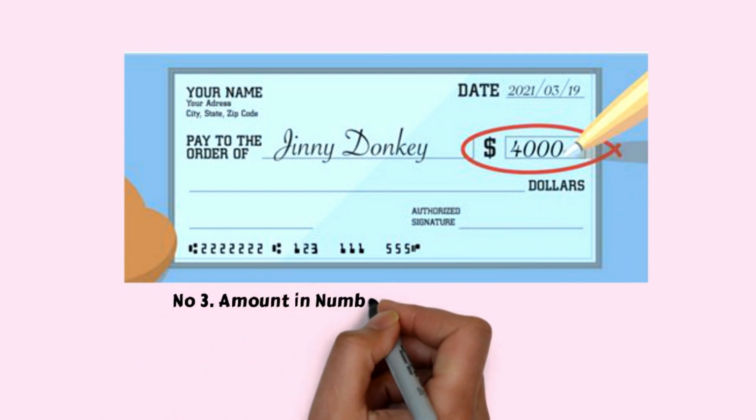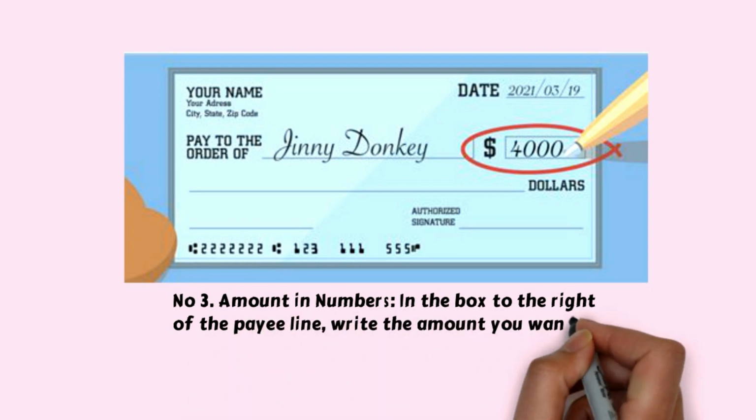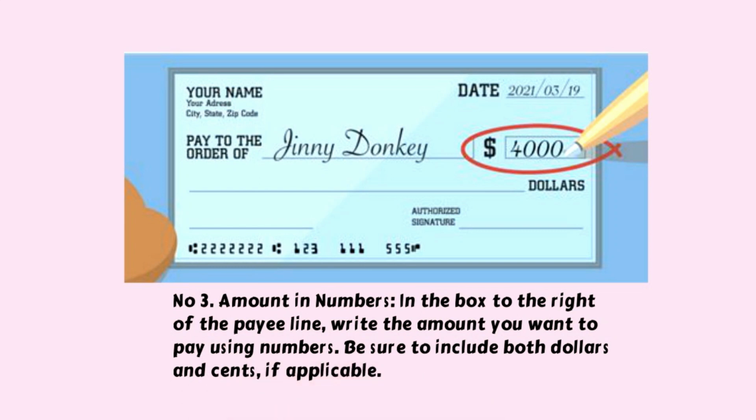Number 3. Amount in numbers. In the box to the right of the payee line, write the amount you want to pay using numbers. Be sure to include both dollars and cents, if applicable.